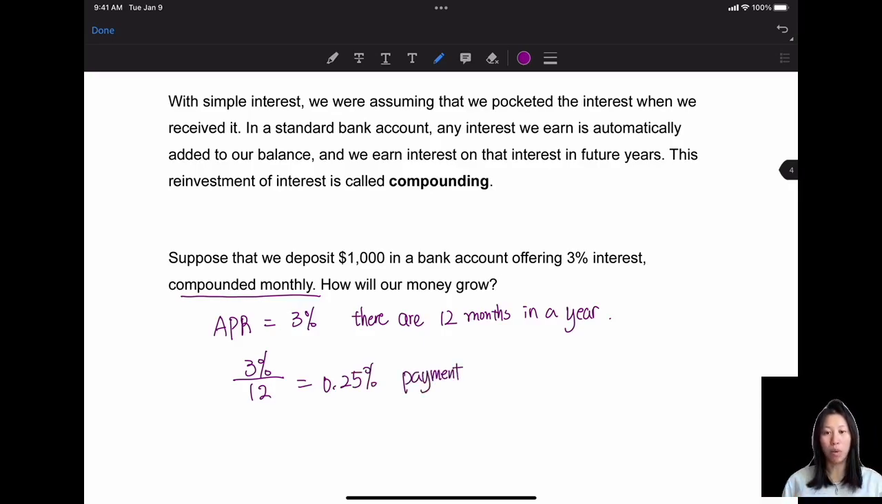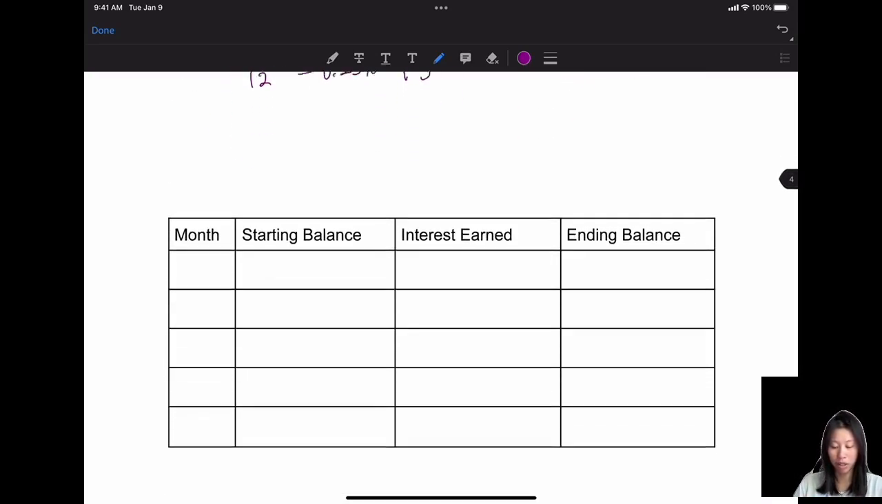Which means if you deposit $1,000 in a bank, then at the end of the first month, you will receive 0.25% times $1,000. That's how much interest you're going to get. So how will your money grow? Now I'm going to make a chart about that.